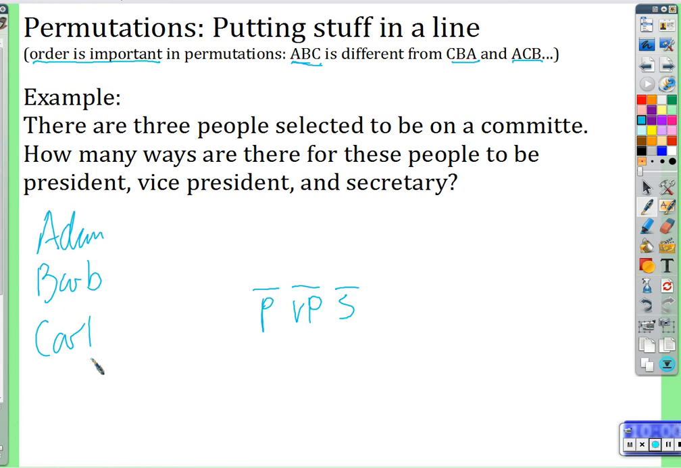And, excuse me, if we put Adam first, then we could put Barb and Carl next. Or you could take Adam and put Carl, then Barb, like that. And then you could do the same thing for Barb is first and Carl is first. Okay. But if there are 4 people, it gets kind of hard to count, right?